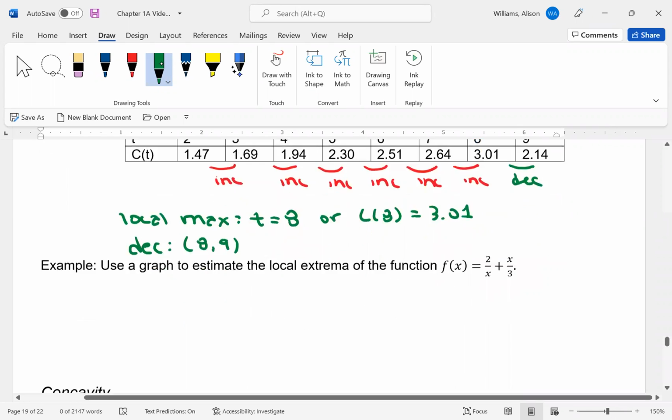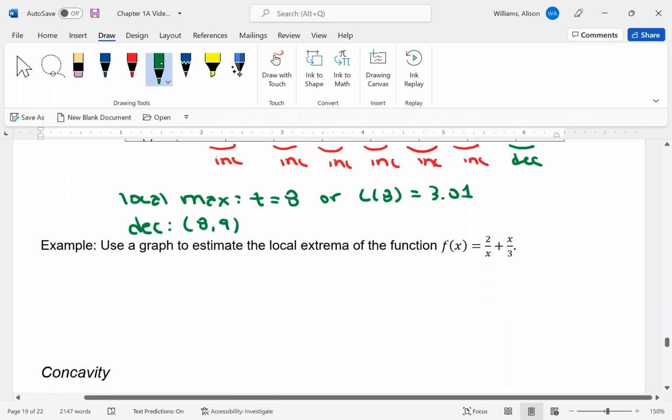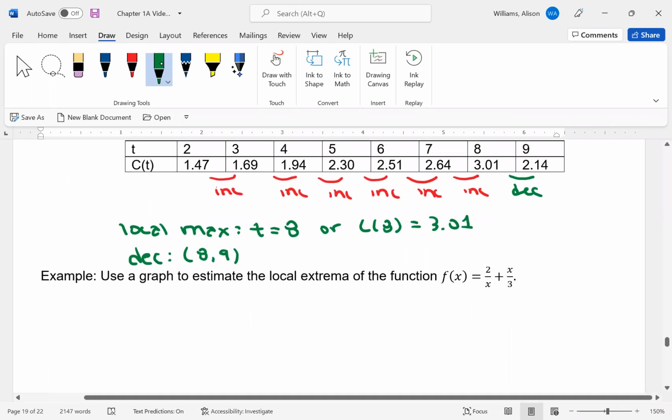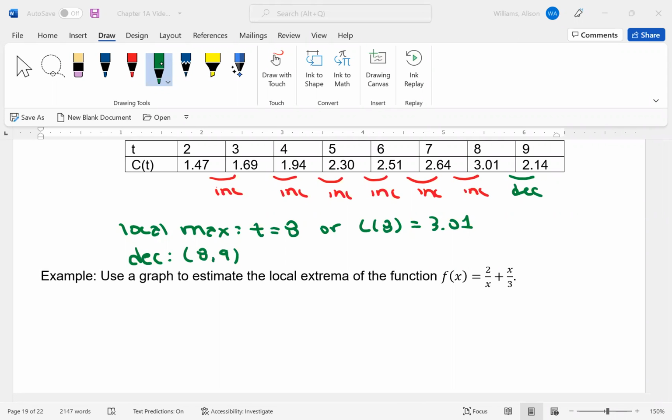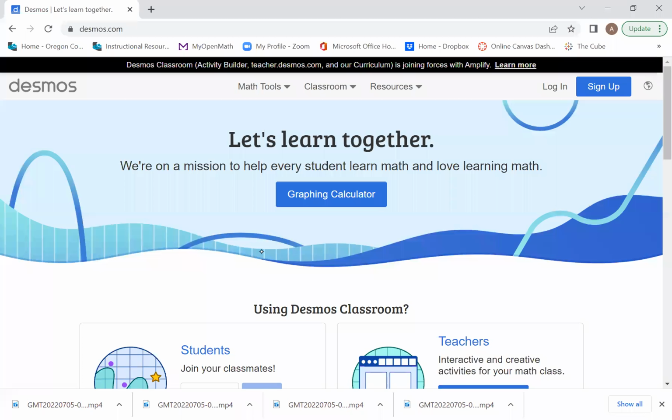Okay, so let's use a graph to estimate the local extrema, but this time they didn't actually give us the graph. So we're going to need to graph this. Now, this is a point in the class where I would encourage you to use some graphing software. I tend to use Desmos. So if you go to desmos.com, you will see this. And this is a free graphing calculator.